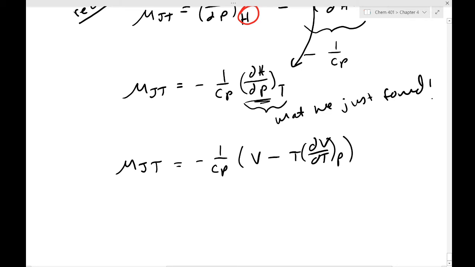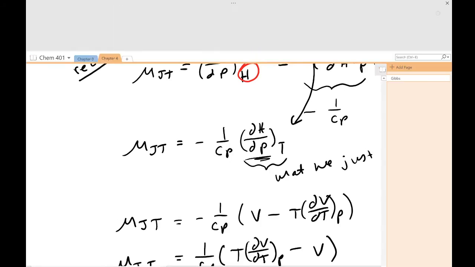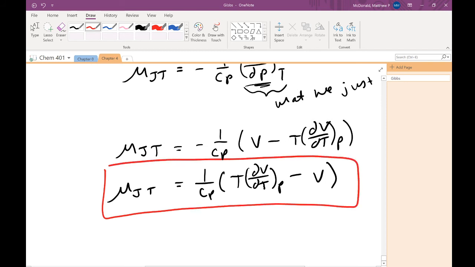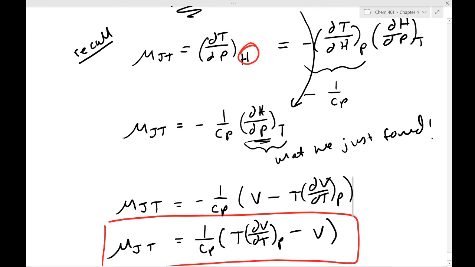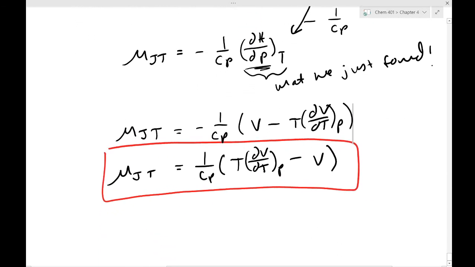We can move things around a little bit, taking the negative sign into the parentheses, and write this as the change in volume with respect to the change in temperature at constant pressure, minus volume. Look what we've done here. We have taken everything we need to know about enthalpy out of this expression. We don't have to know anything about enthalpy, or even the pressure of the system.